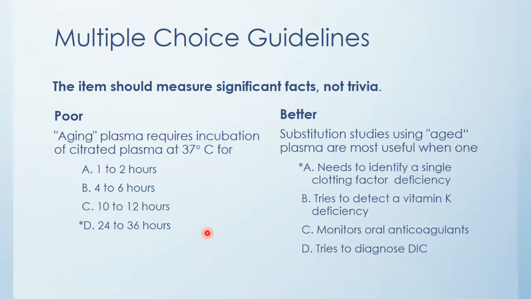A better question for talking about aging plasma would be: substitution studies using aged plasma are most useful for when they need to identify a single clotting factor deficiency. So this is more the usefulness of it rather than just how do you make it.